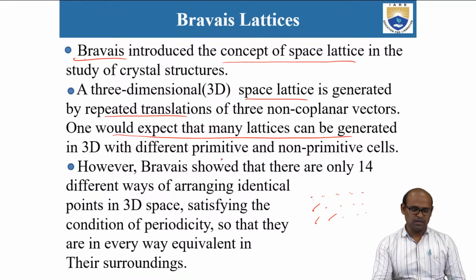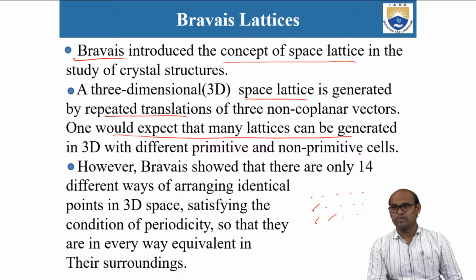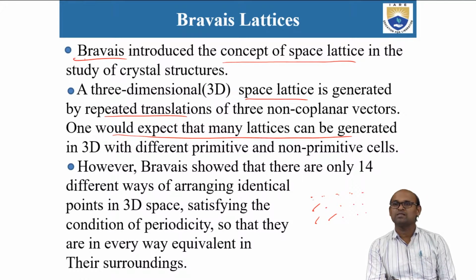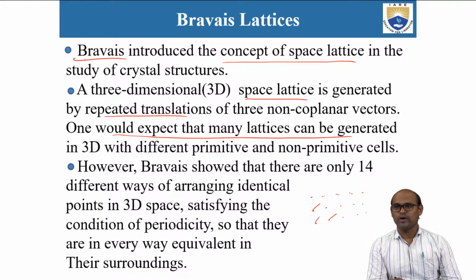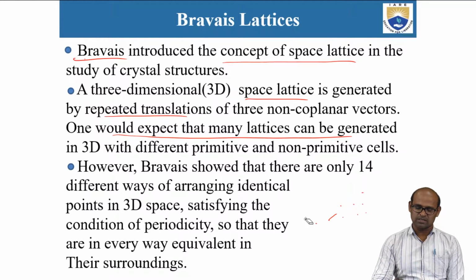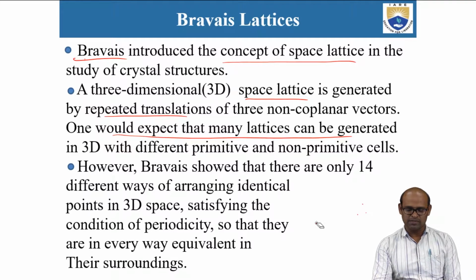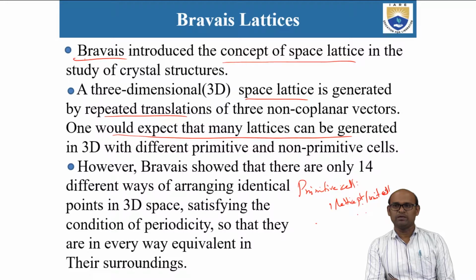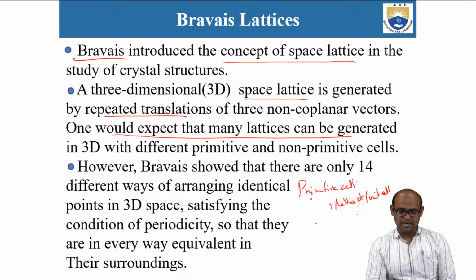One would expect that many lattices can be generated using repeated translations, but in 3D there are primitive and non-primitive cells, right? So what is a primitive cell? A primitive cell is the unit cell which has only one lattice point per unit cell, and a non-primitive unit cell is the one which has more than one lattice point per unit cell. We have discussed primitive and non-primitive cells in another presentation. If there is only one lattice point per unit cell, we call that unit cell a primitive unit cell.